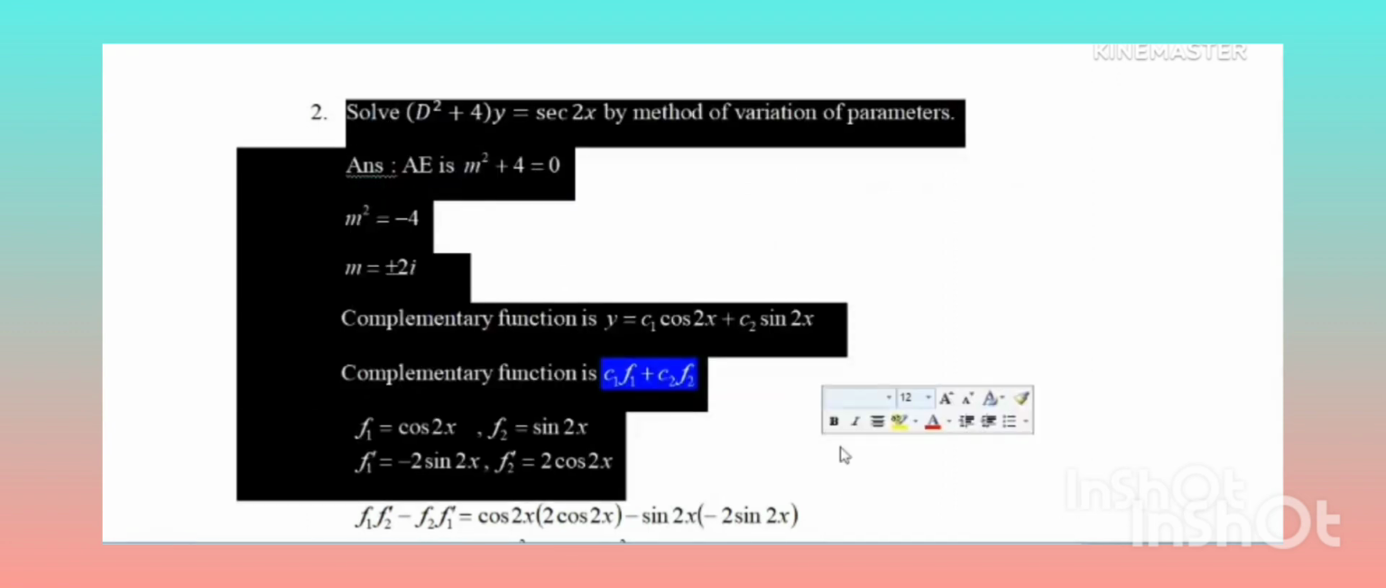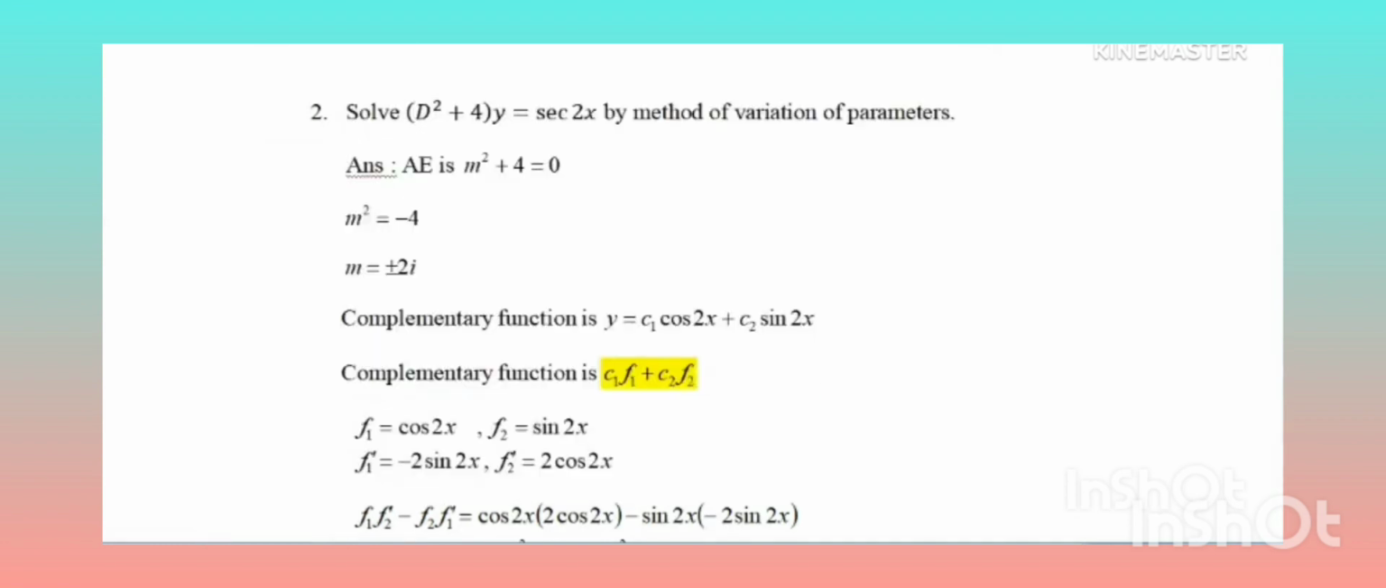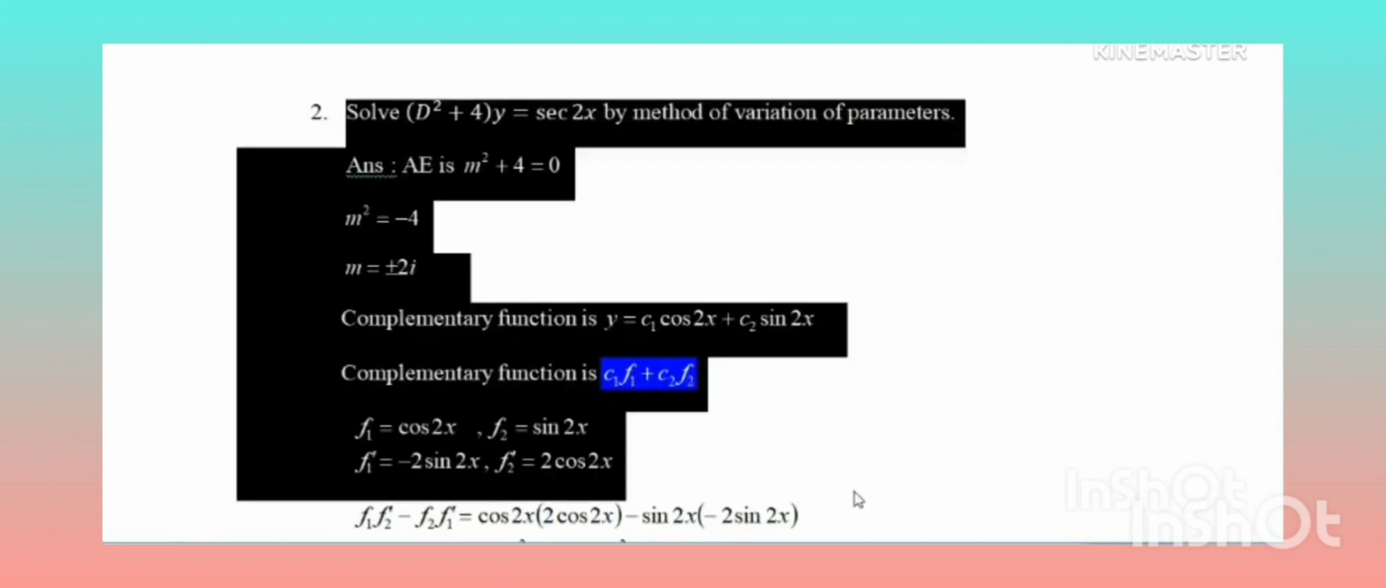Solve d square plus 4 into y is equal to secant 2x by the method of variation of parameters. You know very well how to find the complementary function. First, start with the auxiliary equation: m square plus 4 is equal to 0. M square is equal to minus 4. M is equal to plus or minus 2i. The complementary function is y is equal to c1 cos 2x plus c2 sin 2x.